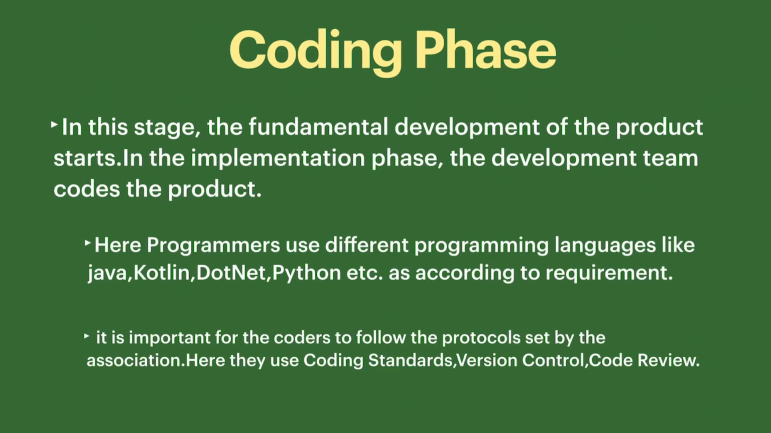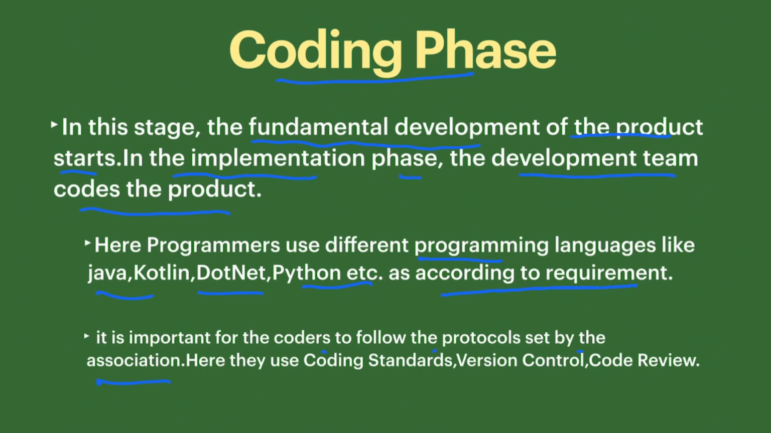So after completion of the design phase, the software organization moves on to the next phase, and this is the coding phase. In this phase, the fundamental development of the product starts. So in the implementation phase, the development team codes the product. Here programmers use different programming languages like Java, Kotlin, .NET, Python, as according to requirement. It is important for coders to follow the protocols set by the association.